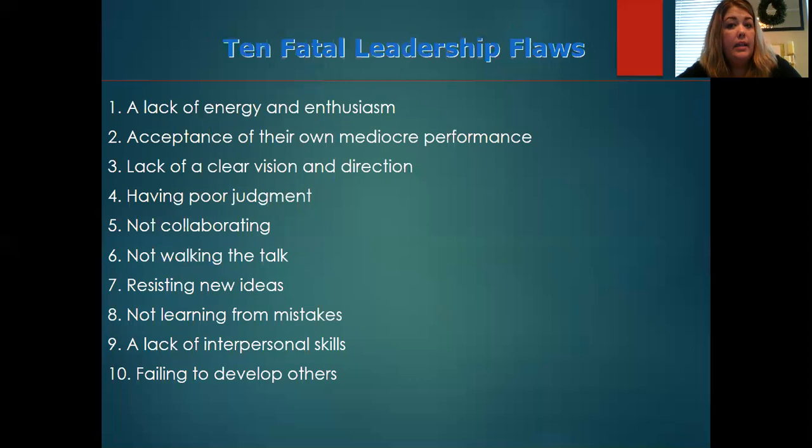Not learning from mistakes. This is a big one, because as a leader, you will fail. You'll try to implement a project, and it might not work, and that's okay. We talk about this a lot in evidence-based practice and research. You may have a hypothesis, you have something that's going to happen, and it doesn't work out the way you thought. That doesn't mean you failed. That means you have learned something: this doesn't work. So what's the next thing we can try? Really reflecting once you have made a mistake and learning from it is really important as a leader.